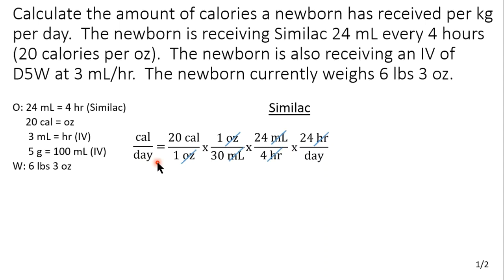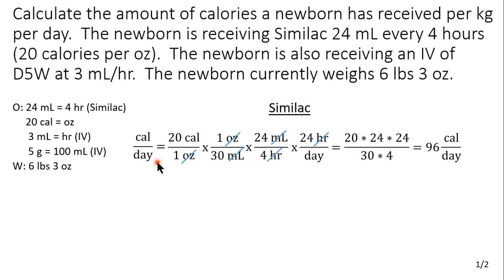So we multiply the numbers on the top and divide by the numbers on the bottom, which would be 20 times 24 times 24 divided by 30 times 4, which gives us 96 calories per day. Now, that is from the first source of calories.